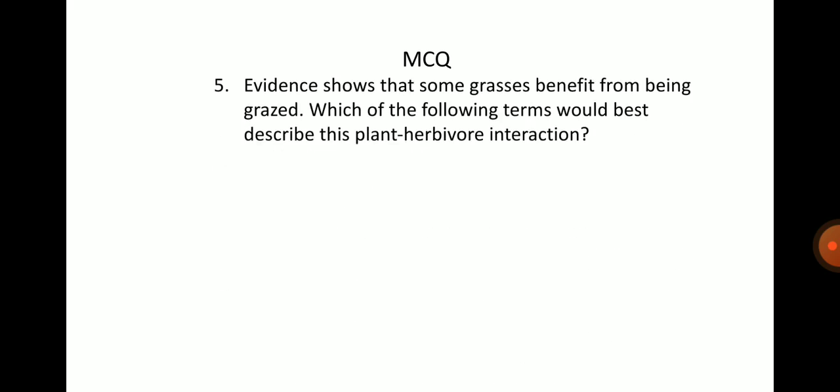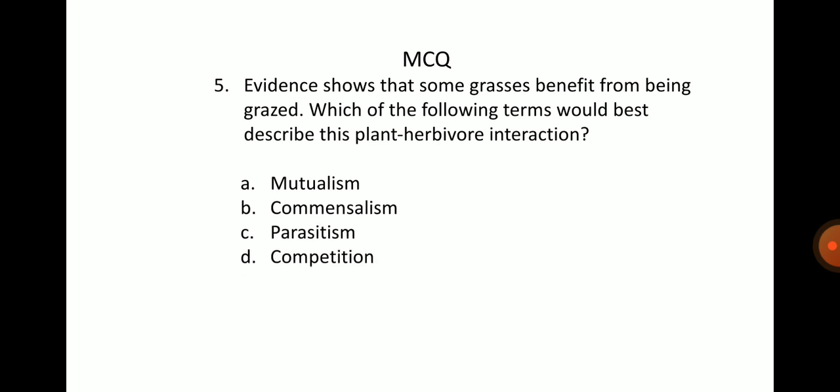Next question. Evidence shows that some grasses benefit from being grazed. Which of the following terms would best describe this plant-herbivore interaction? Options are A, mutualism, B, commensalism, C, parasitism, and D is competition. The answer being option A, that is mutualism.